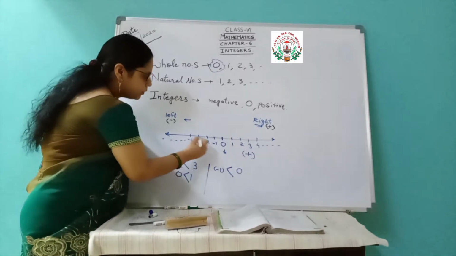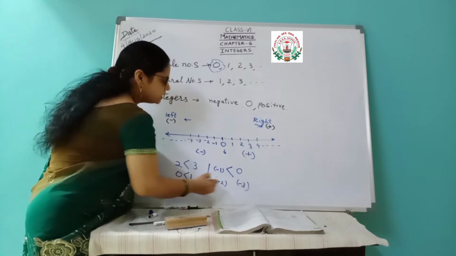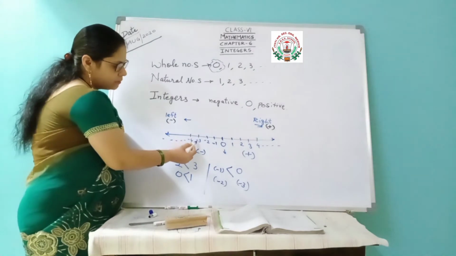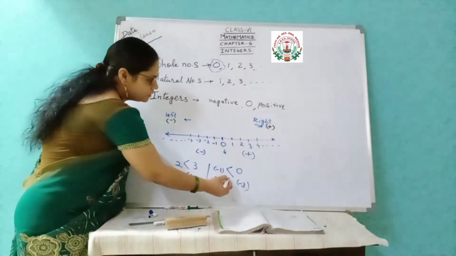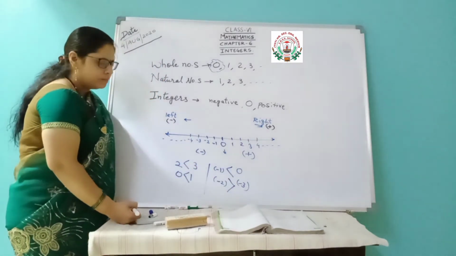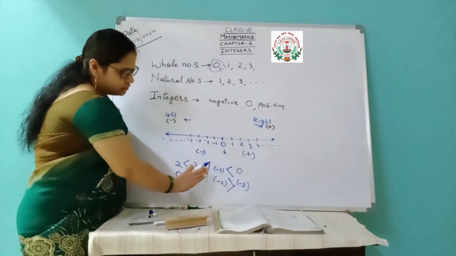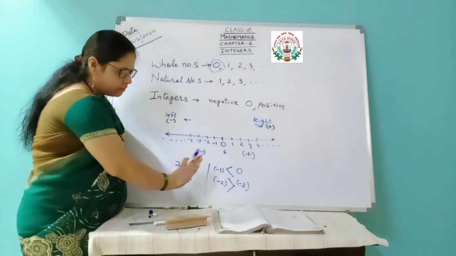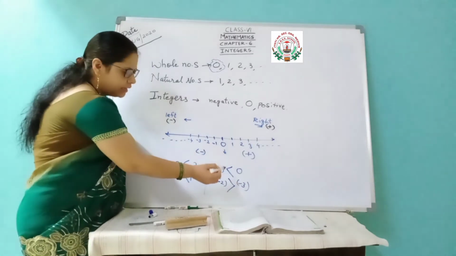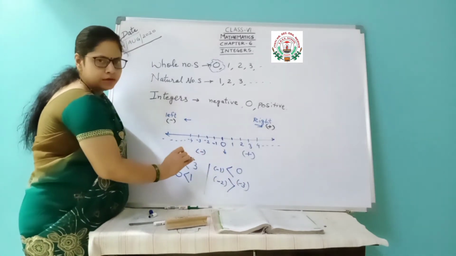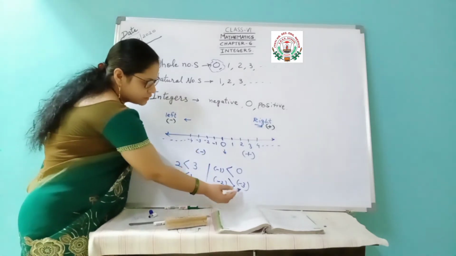And if we talk about two negative integers, suppose I am talking about minus 2 and minus 3. Which will come first? Minus 3 is coming to the left side, minus 2 is coming at the right side. So the right side number has to be greater, so minus 2 is greater than minus 3. If both numbers contain a minus sign, just forget about the sign for a while and only see the numbers: the greater number will be smaller and the smaller number will be greater. So minus 2 is greater than minus 3.